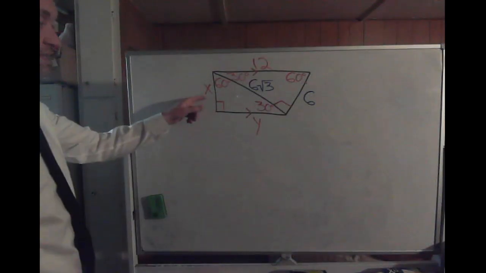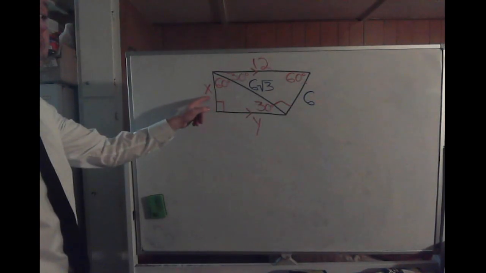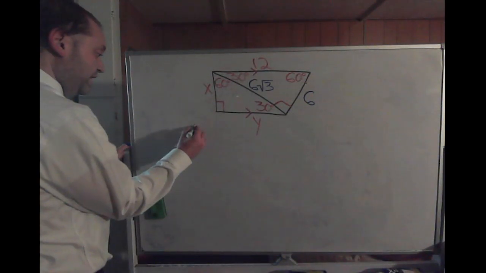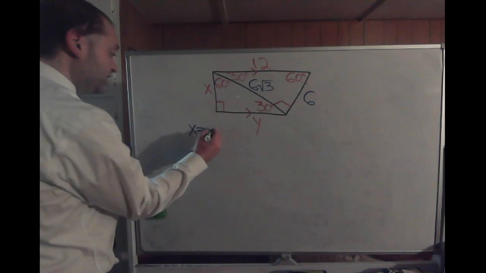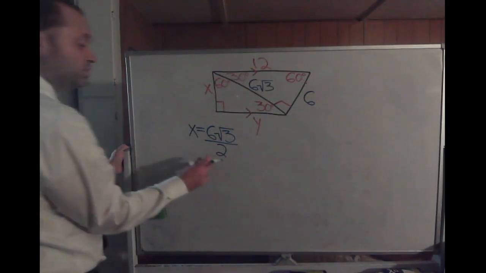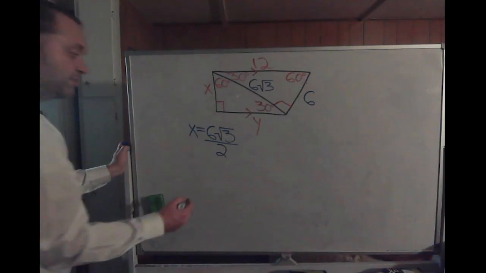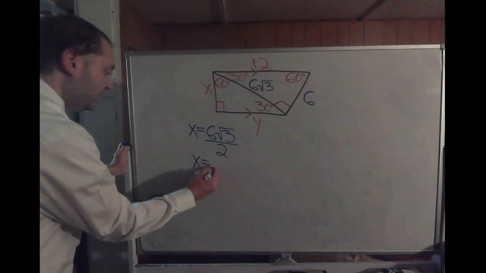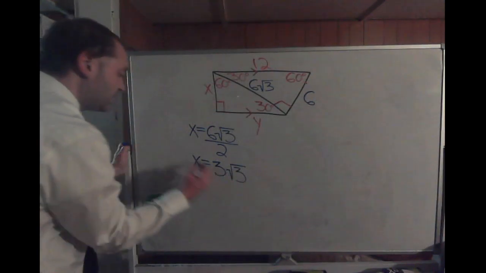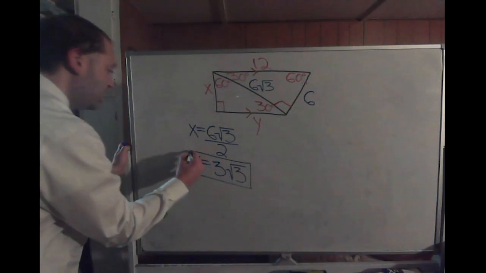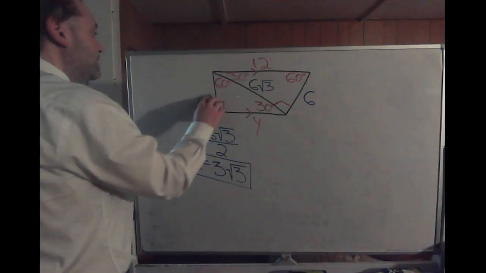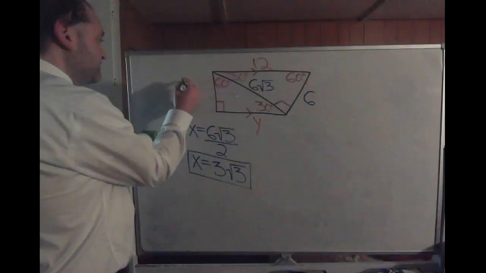Because x is across from the 30-degree angle, making that the length of the shorter leg. We know the length of the shorter leg is equal to the length of the hypotenuse divided by 2, which in this case would give you 6 times the square root of 3 divided by 2. So the length of x would be equal to 3 times the square root of 3. Alright, in fact, why don't we go ahead and write that? Because that's going to help us find the length of y.